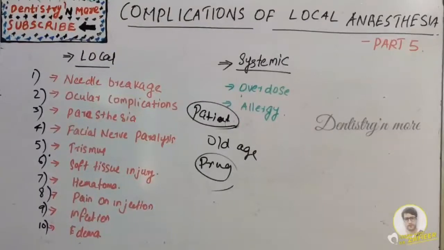So how do we prevent it? Use an aspirating syringe, use a needle no smaller than 25 gauge, aspirate in at least two planes before injection, and always give a slow injection.